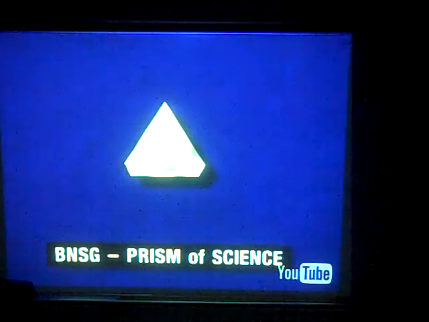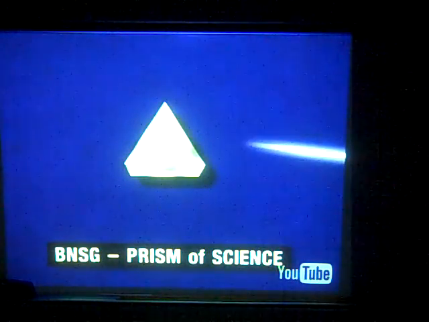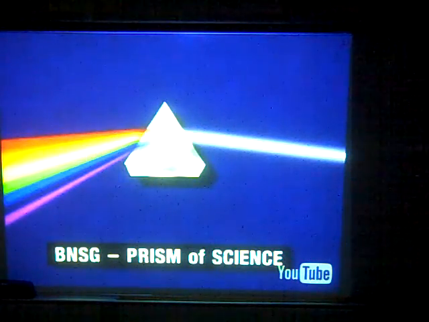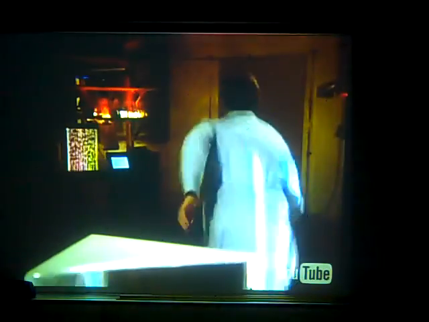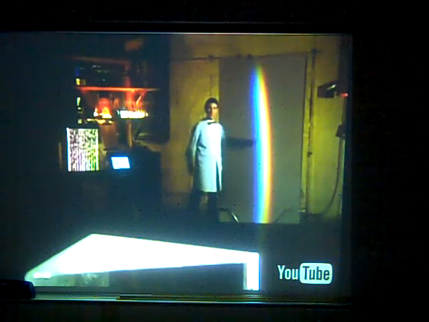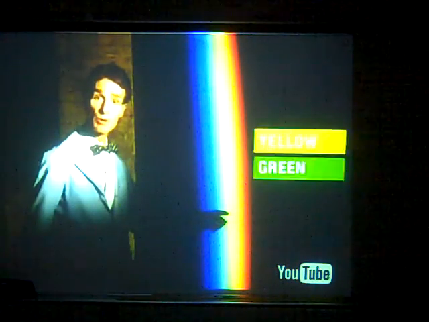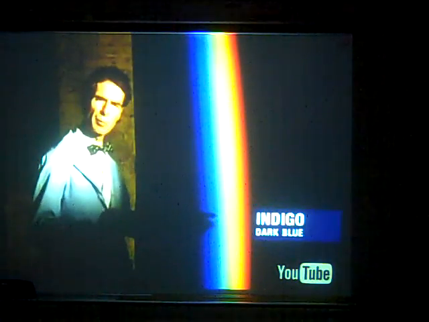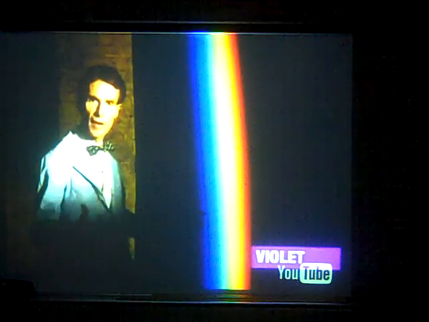Now this is the plastic water-filled prism of science. And shining into it is a bright white light. Now when white light goes into a prism, it breaks up into all the colors of the rainbow, what we call the full spectrum of colors. So down here is the spectrum being made by the prism of science. See, here are all the colors of the rainbow: red, orange, yellow, green, blue, indigo, and purple or violet.